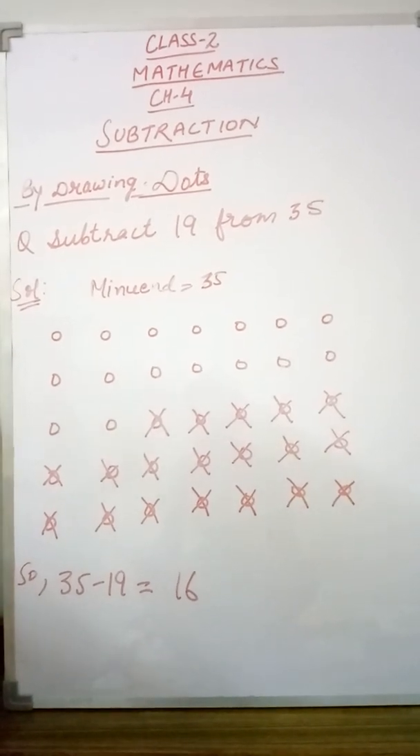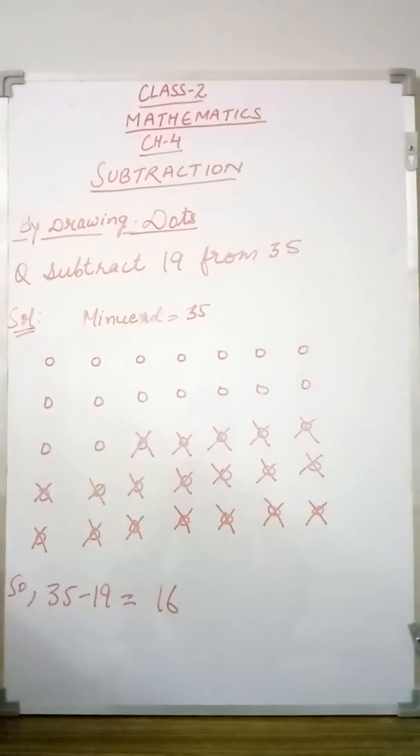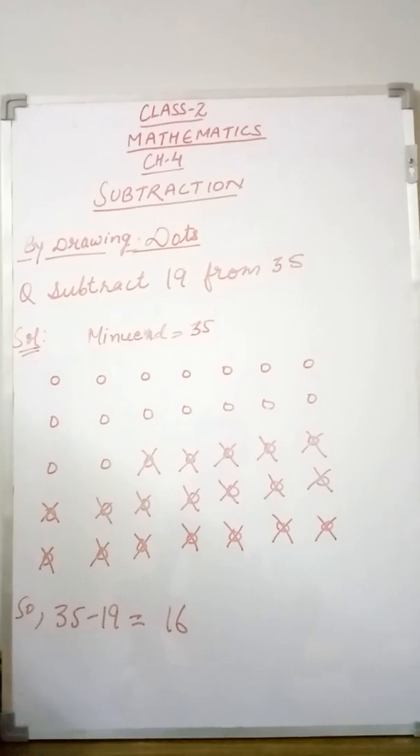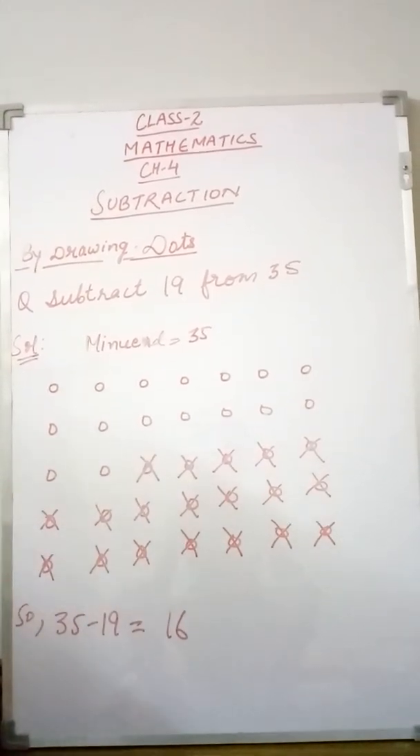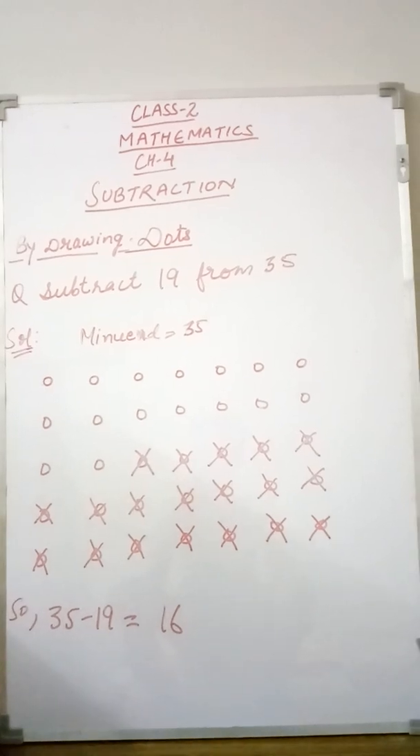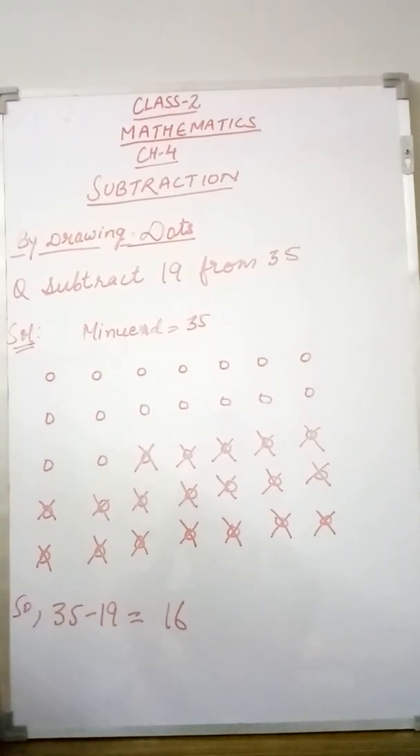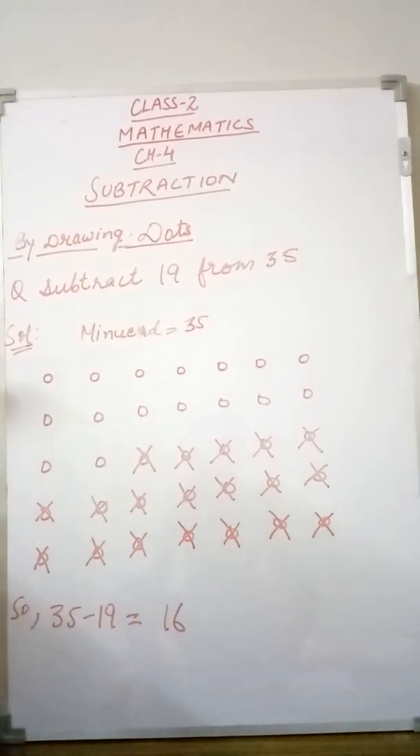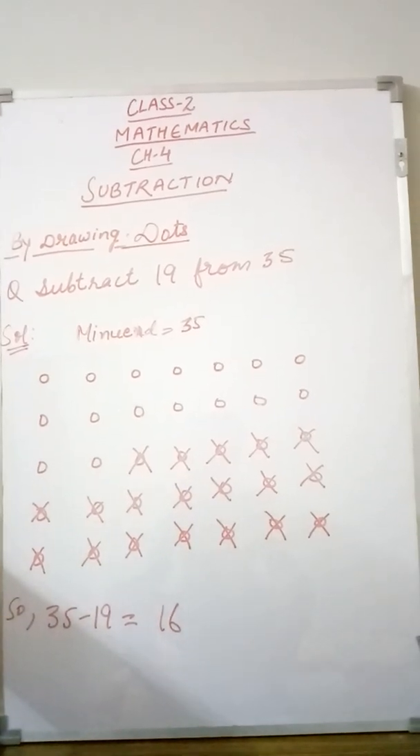Right, students? Now students, I have explained 3 methods in today's session of subtraction. First I explained 3 terms: minuend, subtrahend and difference. The minuend is a bigger number, the subtrahend is the number which is subtracted, or we can say the smaller number, and the difference is the result we get after subtracting 2 numbers. And subtraction by 3 different methods. First is by drawing shapes, second is by drawing slanting lines, and the third one is by drawing dots.